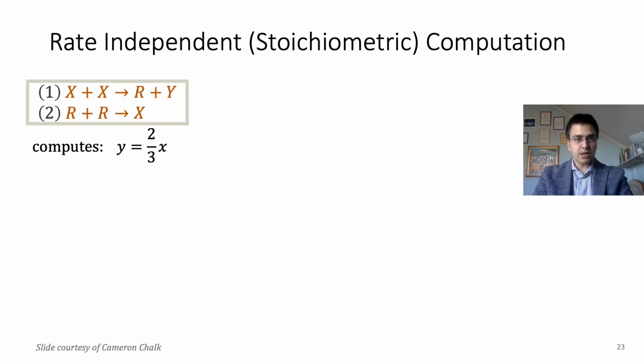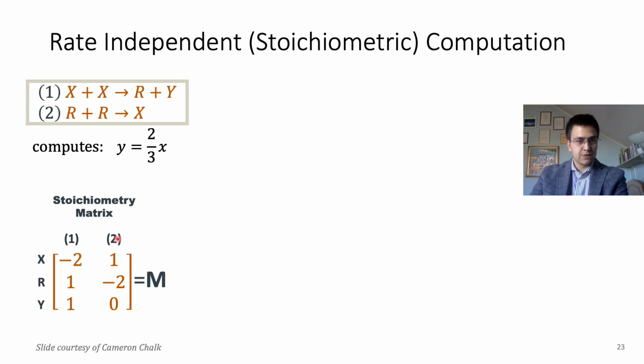So here I briefly mentioned before rate independence. Let's expand a bit on what rate independence means. I'll illustrate it on this simple two-reaction CRN that computes the function 2/3. We need to define a matrix called the stoichiometry matrix. What it does is say how each reaction affects different molecules. The first reaction, specified by the first column, decreases the amount of x by 2 and increases r and y by 1, which is the case if you take a look at the first reaction.